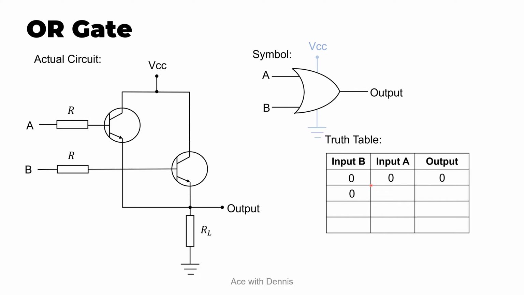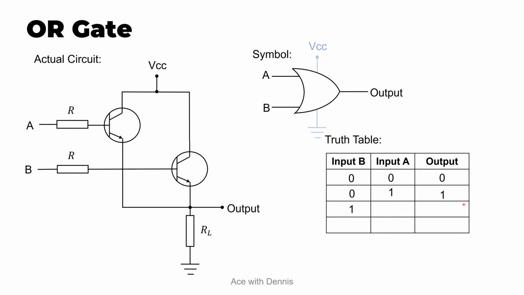When input B is 0 and input A is 1, this transistor is turned on, and this transistor is turned off. Then the current can flow through the first transistor and flow to the load here. Hence, we have the output 1. When input B is 1 and input A is 0, this transistor is turned off and this transistor is turned on. Now the current can flow through the second transistor, then flow into the load. Hence, we have the output 1.